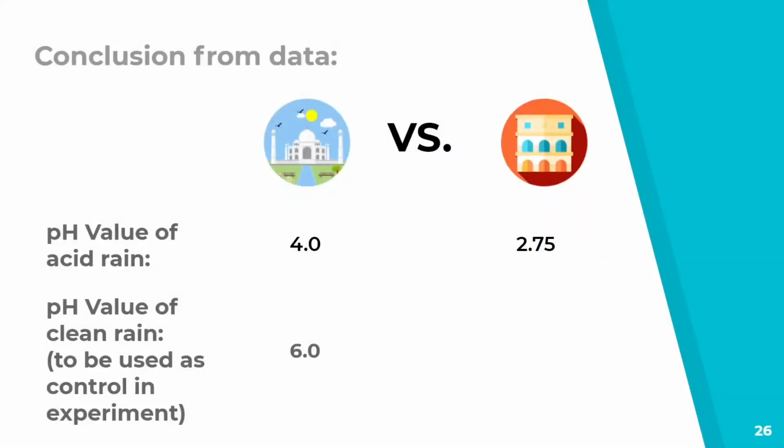To conclude the information gathered, the pH value of acid rain in India is 4.0, the pH value of typical acid rain. I decided to use that value because acid rain has not arrived in India yet. I decided to use pH 2.75, the pH value of sulfuric acid, for Rome, because the acid rain in Rome comprises mostly of sulfur dioxide.